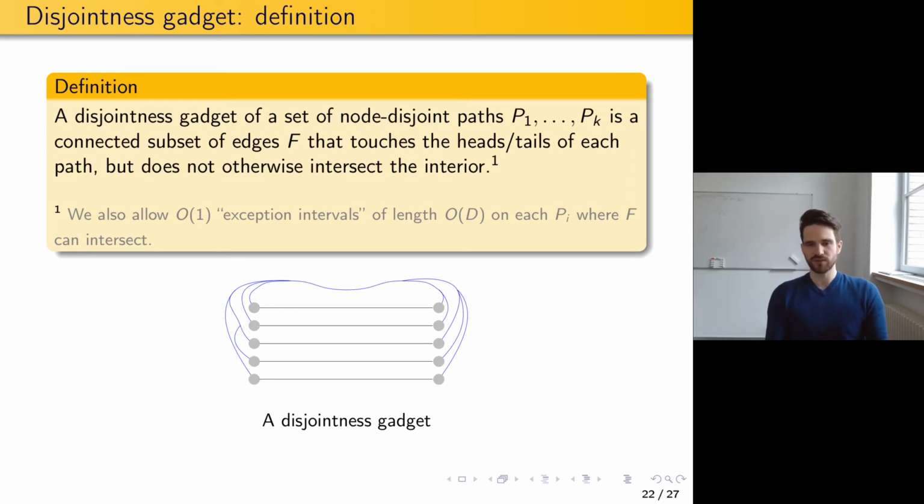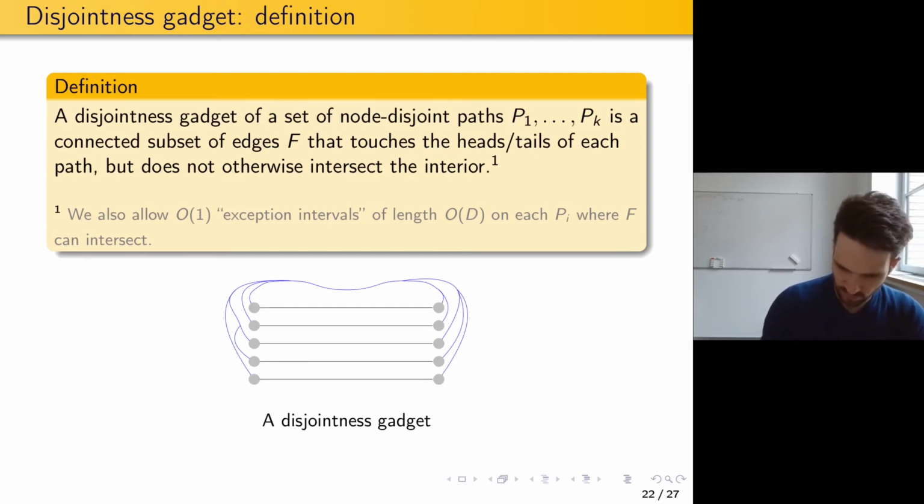Moving forward, the question is, how do we actually prove it? How do we construct the MST shortcuts on a set of paths? The thing that helps us here is the following definition of a disjointness gadget. Okay, so the definition says a disjointness gadget of a set of non-disjoint paths P1 to Pk. So here, we have this set of paths P1 to Pk.